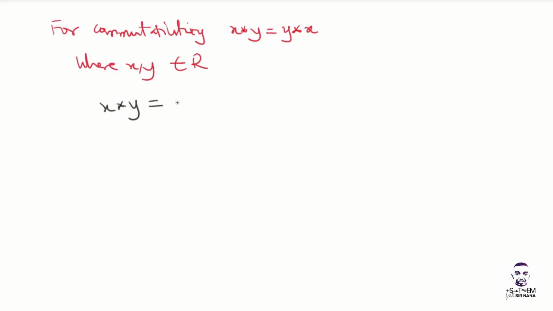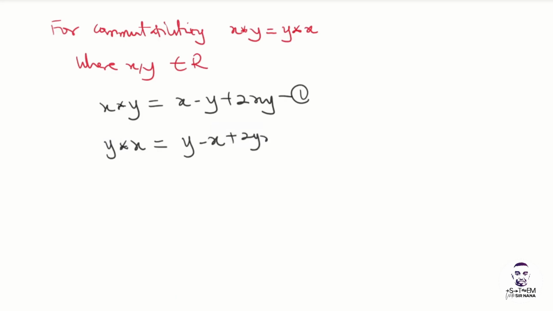That gives us the normal one that we know in the question, which is x minus y plus 2xy. Now let's call this equation 1. And then we would have y operation x, where in this case we will have y minus x plus 2yx. We'll call this equation 2.